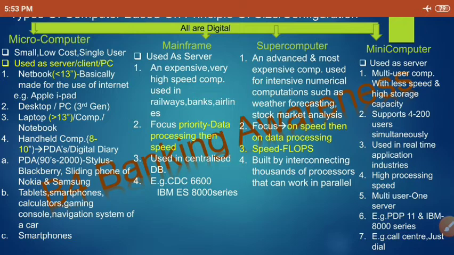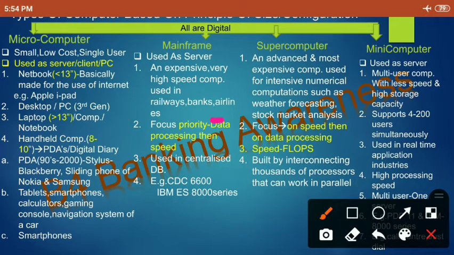It is also a very important point because there is a differentiation between mainframe and supercomputer. In mainframe, focus is on data processing then speed, and in supercomputer the first priority is speed and then data processing. Speed of supercomputer is measured in flops, that is floating point operations per second. Supercomputers are built by interconnecting thousands of processors that can work in parallel.